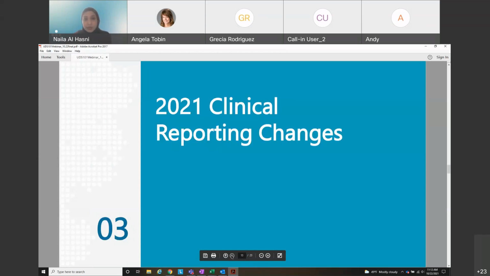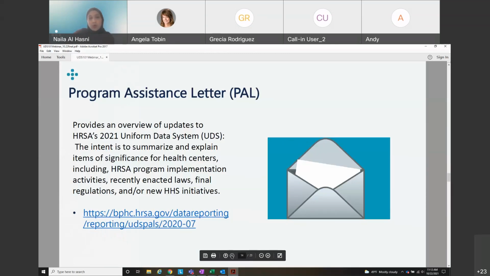Now, going into the 2021 clinical reporting changes. The first notification that you'll receive from HRSA on the changes for the upcoming year comes from the Program Assistance Letter, or the PAL. This provides an overview of updates to the 2021 UDS, and the intent is to summarize and explain items of significance for health centers, including HRSA program implementation activities, any recently enacted laws, final regulations, or any HHS initiatives. I have linked it here, and if you've downloaded the slides, you can access the link for the PAL for 2021. All the additional details regarding those updates are, of course, outlined within the 2021 UDS manual. Next slide, please.